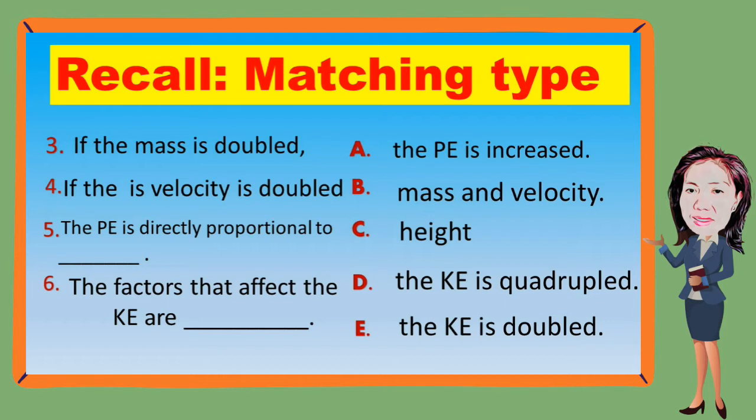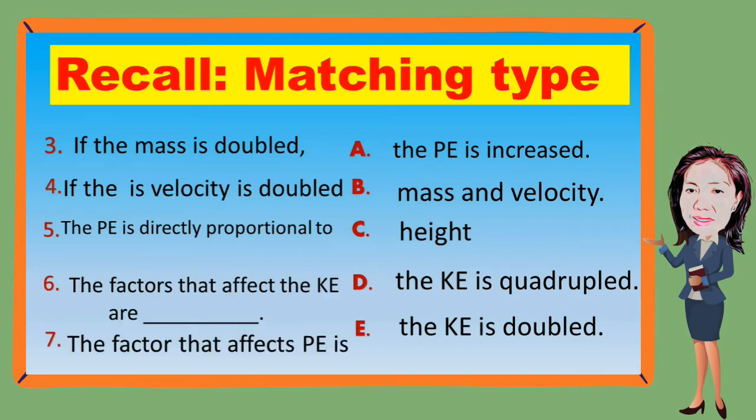Can you remember this one? I-discuss natin ito. And then last number. Okay, the factor that affects the potential energy is, the answer is letter C, height. Okay, so na-answer na natin yung previous na learning competencies na identify the factors that affect the potential energy and kinetic energy. So, na-achieve na natin yon yung previous natin na learning competencies.